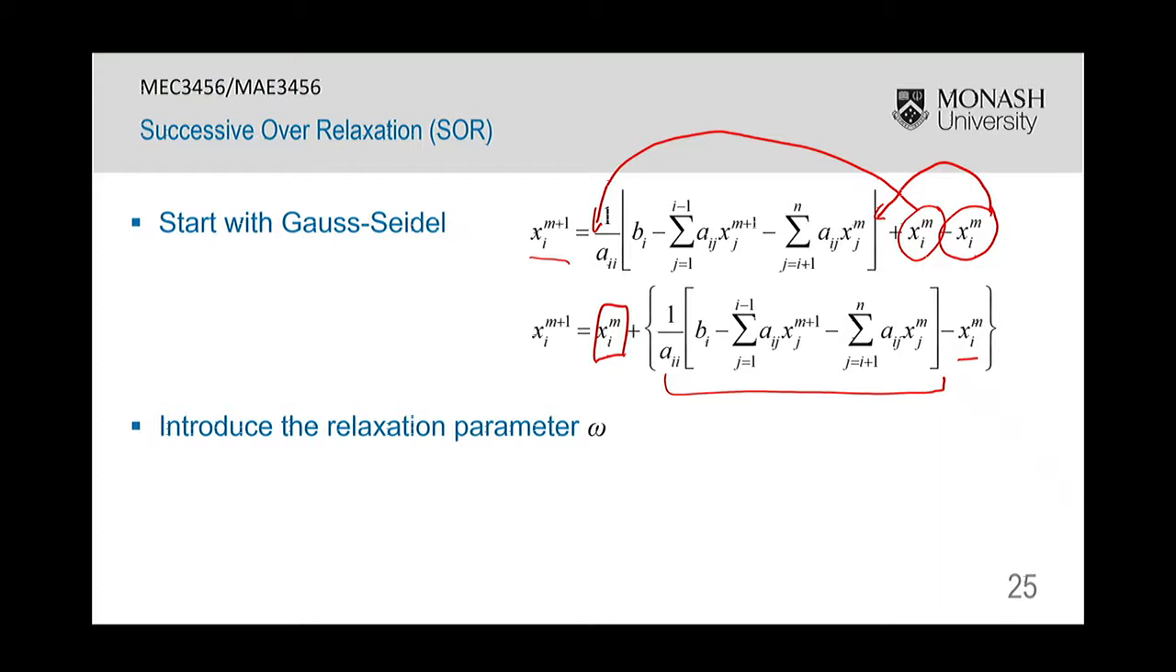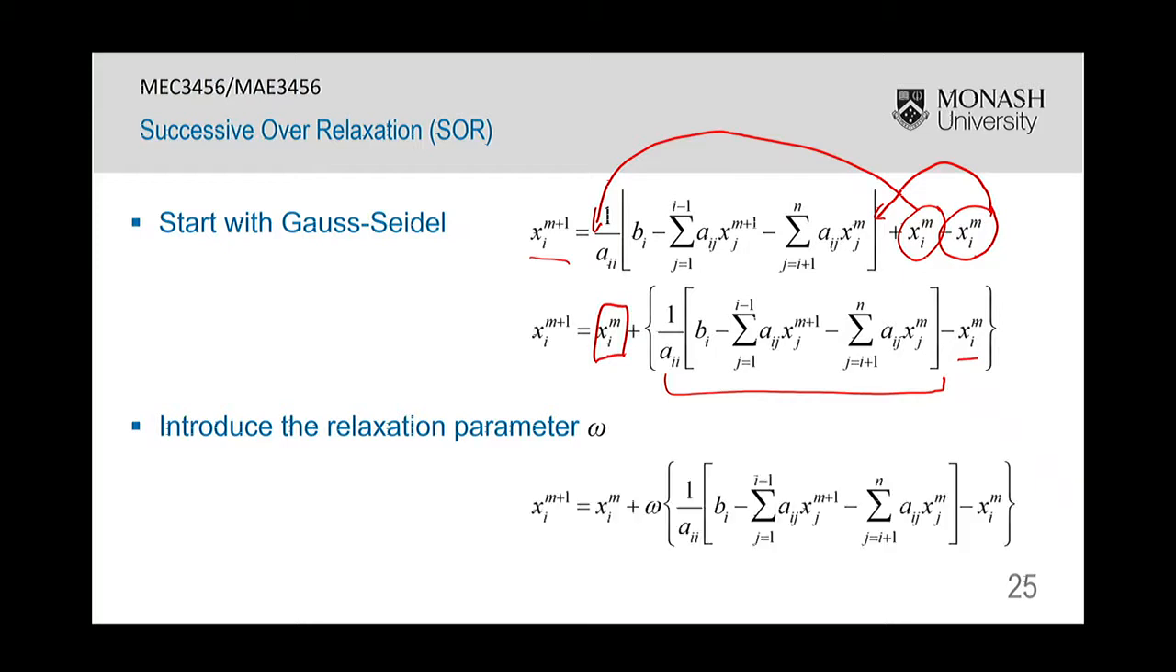Now, however, we're going to introduce a parameter that's called the relaxation parameter, and we're going to denote that with omega. What we're now going to do is take all of this term, and instead of just adding it directly onto xim, we're going to multiply it by omega before we add it on. So we're actually changing things just a little bit. Just have a look at this. New iteration is equal to the old iteration plus omega times this thing here.